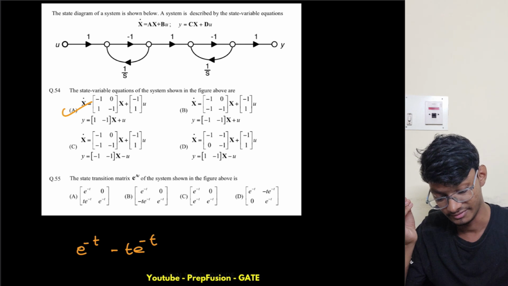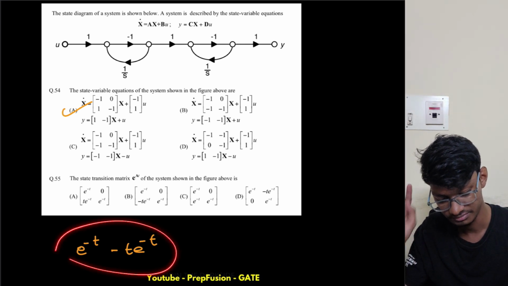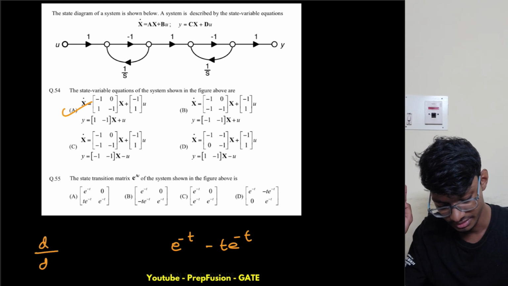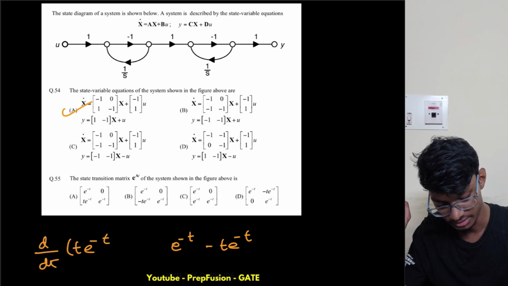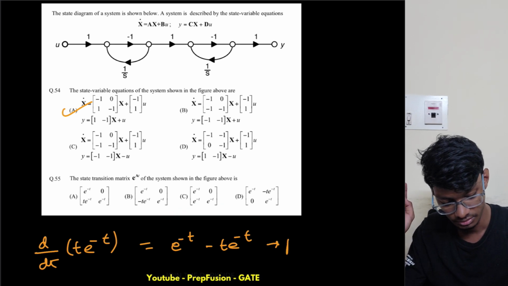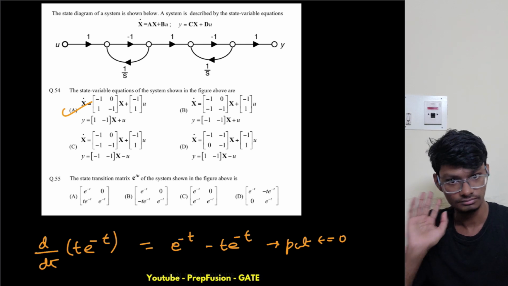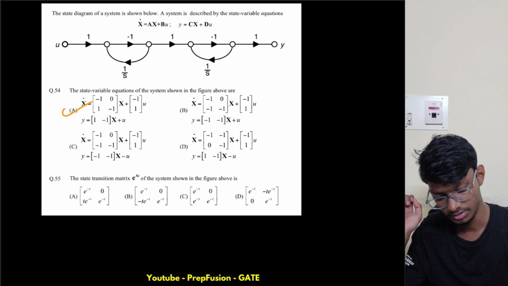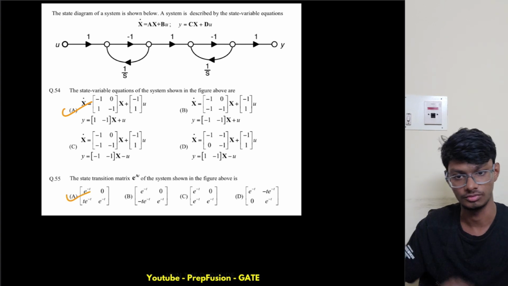If you didn't understand how I got here, let me explain. Simply, I differentiated t raised to power minus t, and this is what I got. Then I put t equals to 0. So my answer will be option A only.